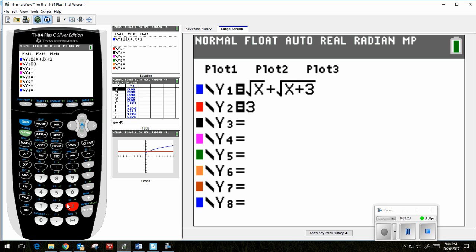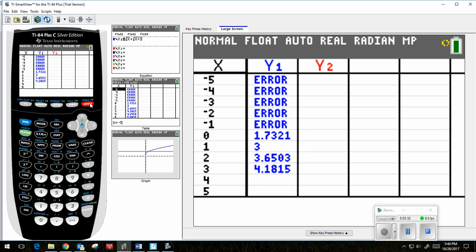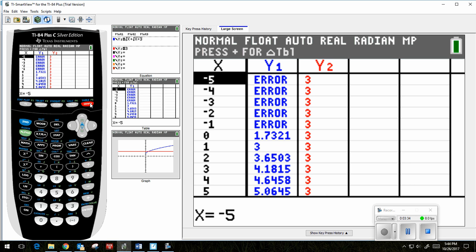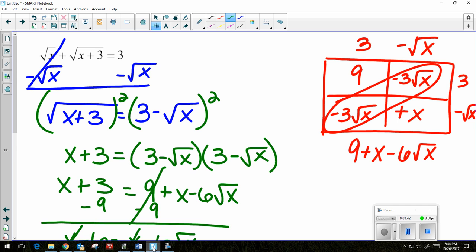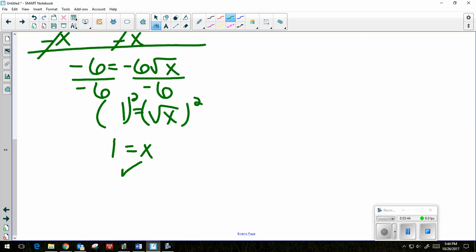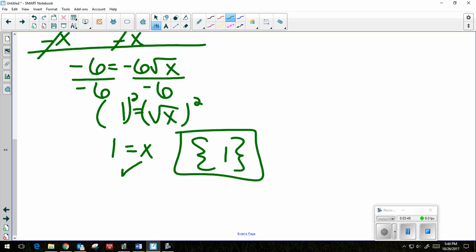Now I can go to my table, so second graph. When x equals 1, are my y values the same? And they are. If you take a look, when x equals 1, y equals 3 in both y1 and y2. That means my solution works, so I can scroll all the way back down. My answer is 1. So, same process, but a few more steps because you have to square a binomial that contains a radical.